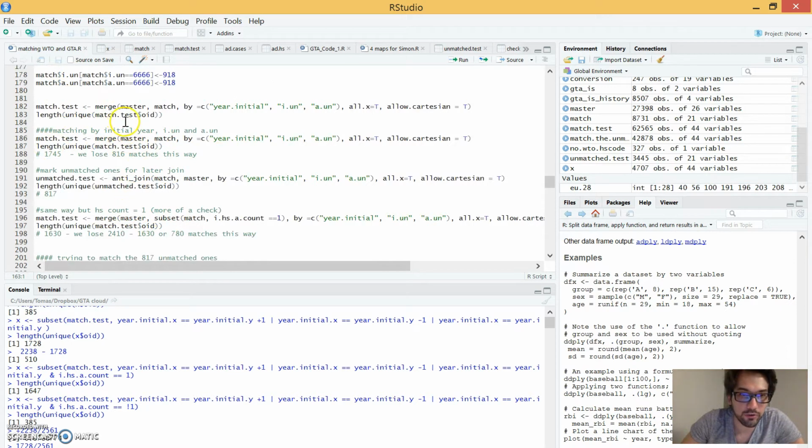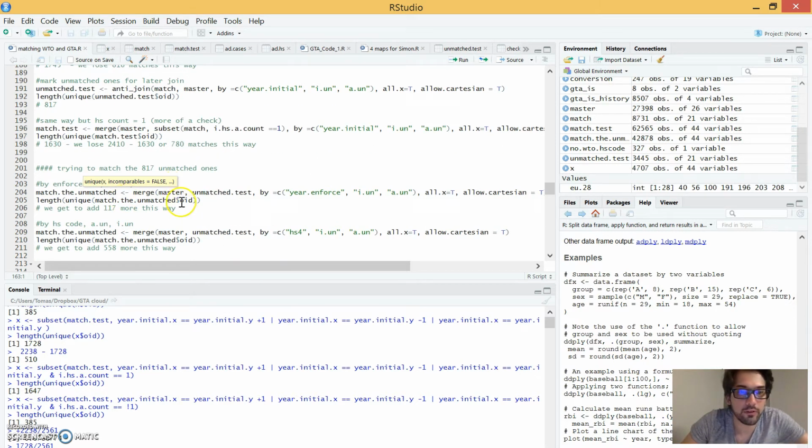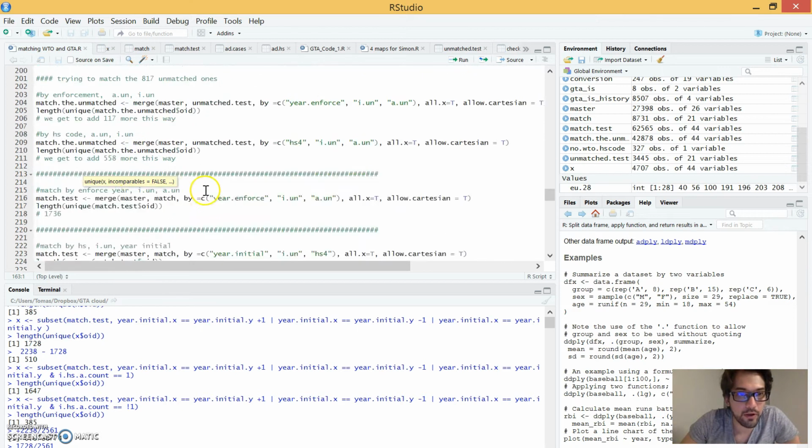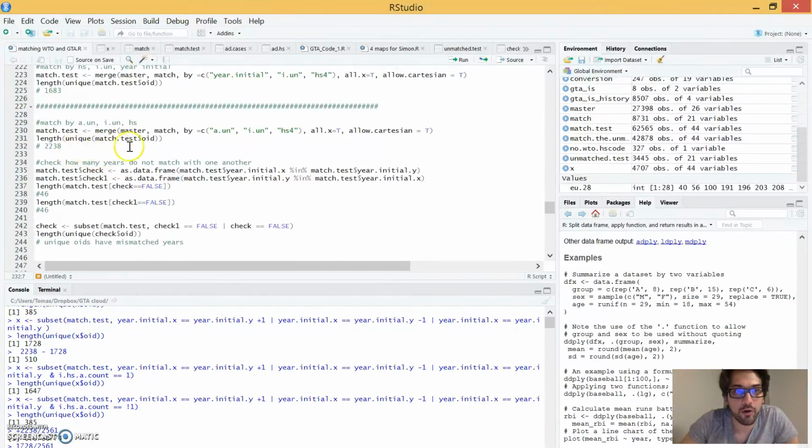So either by initial year, IUN and AUN, and essentially a couple of different other combinations. But the best combination with the highest success rate was matching it by AUN, IUN, and HS code, right? So by HS4. When I do that, I get a total of 2,238 matches, which means it's around 87% success rate, but I am not entirely sure of how accurate that is.